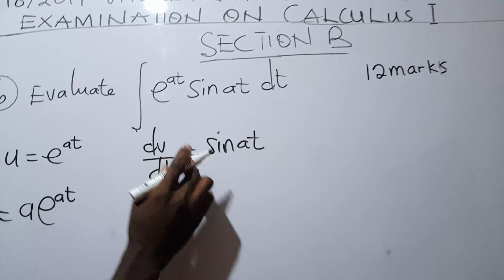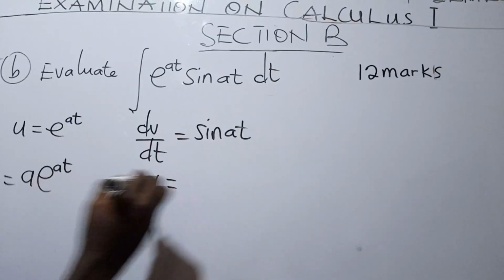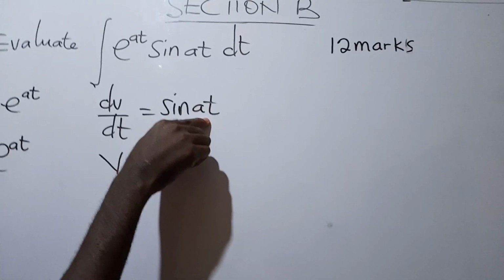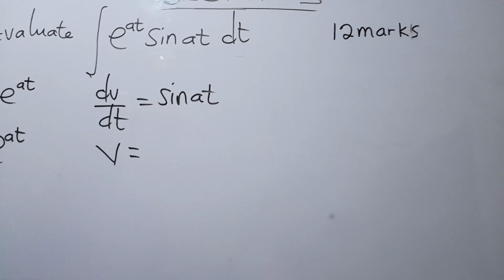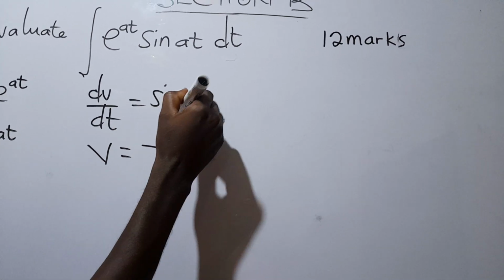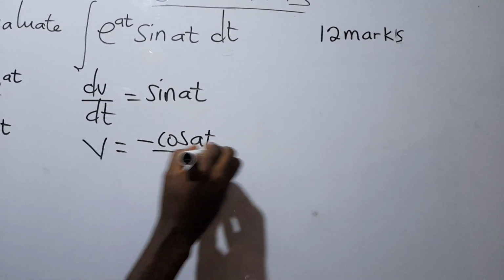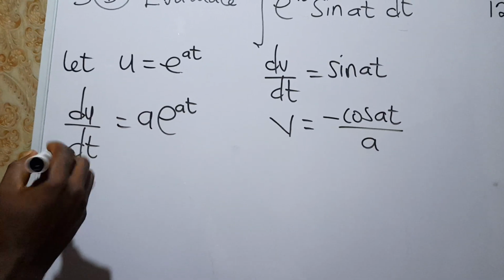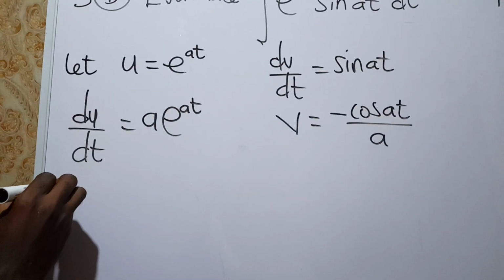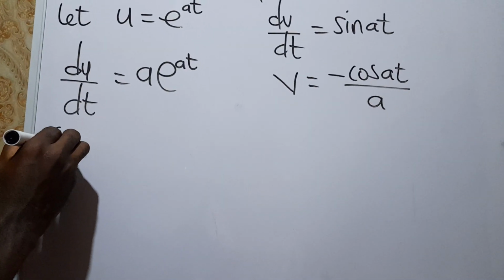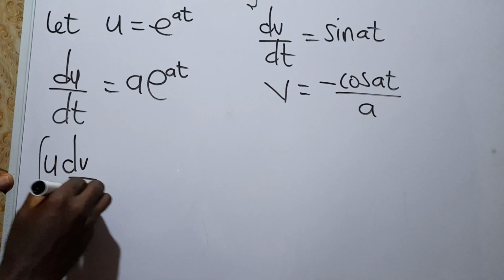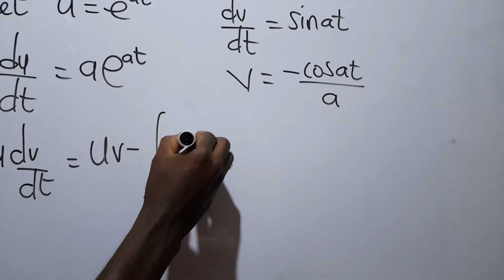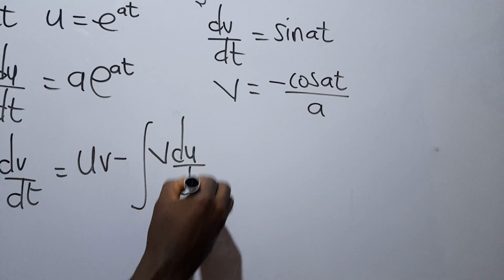Now to solve this, we need v, so we need to integrate. So what's the integration rule? The integration rule states that we differentiate this. After that, integrate sine. When we integrate sine, we get negative cos. Repeat the angle at. Then use the differential to divide by a. So now we know the necessary things. Then we can say that by integration by parts, the integral of u dv/dt is equal to uv minus the integral of v du/dt.